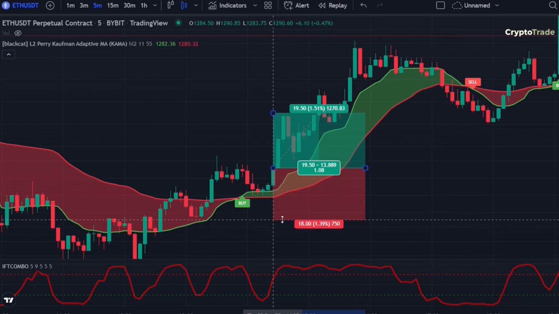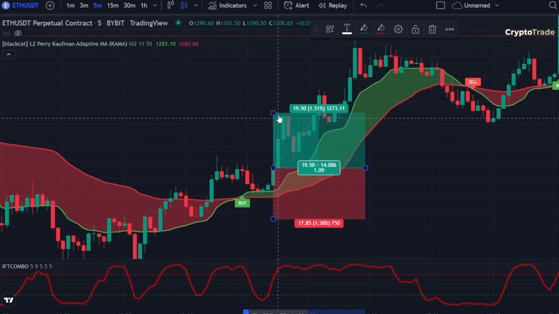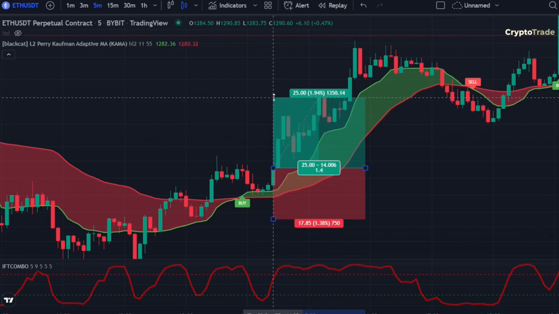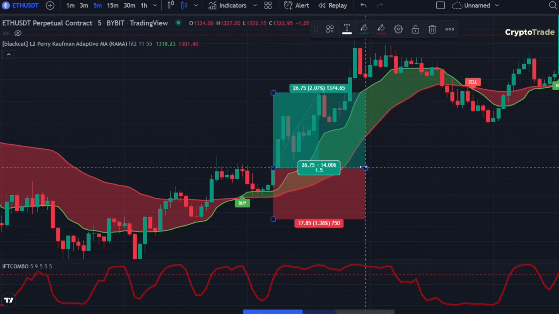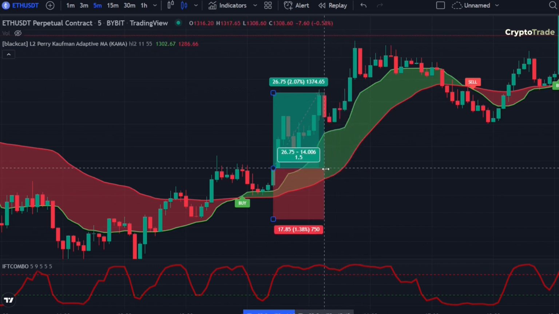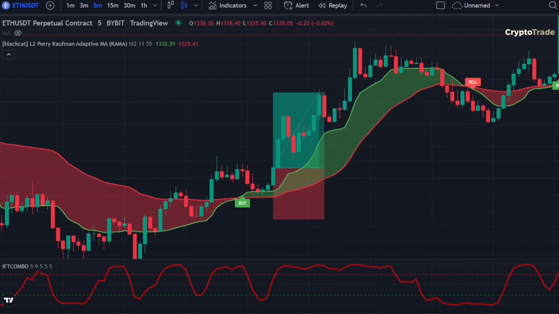Place the stop loss below the nearest swing low. The risk-to-reward ratio will be set to 1 to 1.5. The market has reached the target and the trade has been successfully closed. Let's look for the next trade.